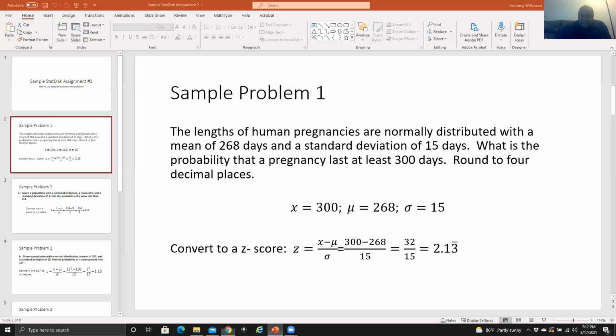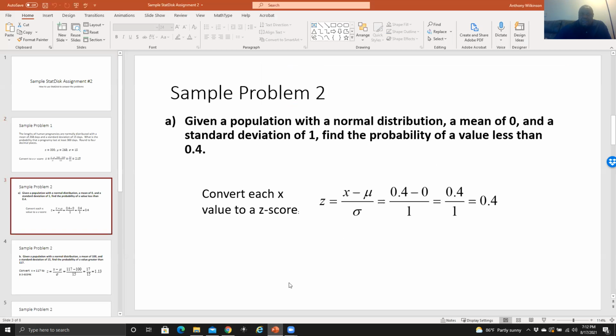Okay, so that's all of problem number 1. All right, problem number 2 is this. There are 3 parts. Given a population with a normal distribution, a mean of 0 and a standard deviation of 1, find the probability of a value less than 0.4.